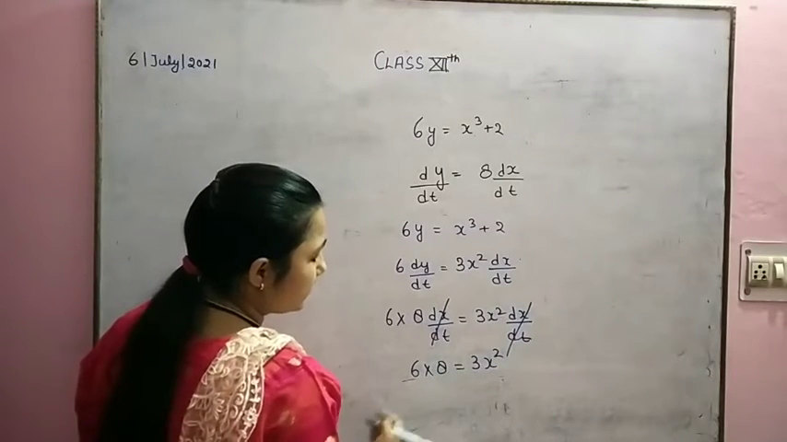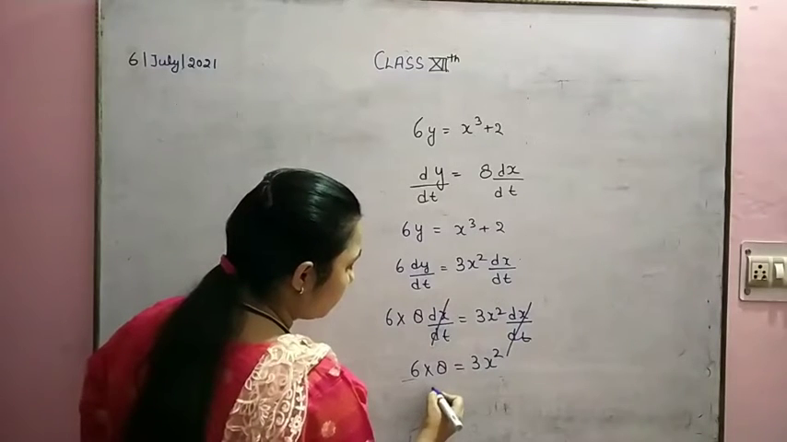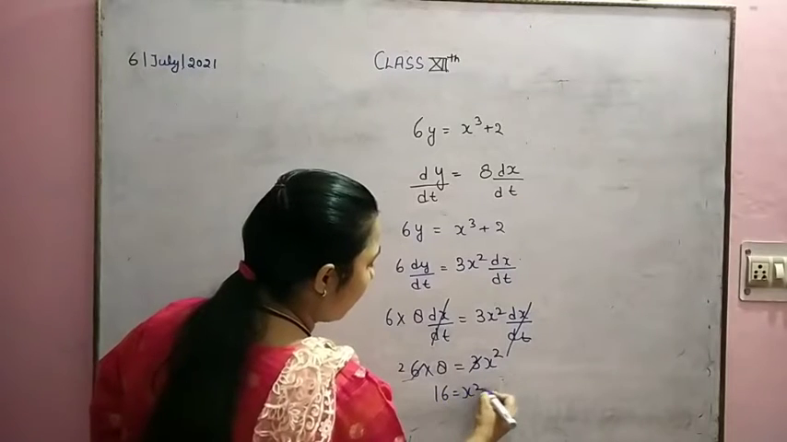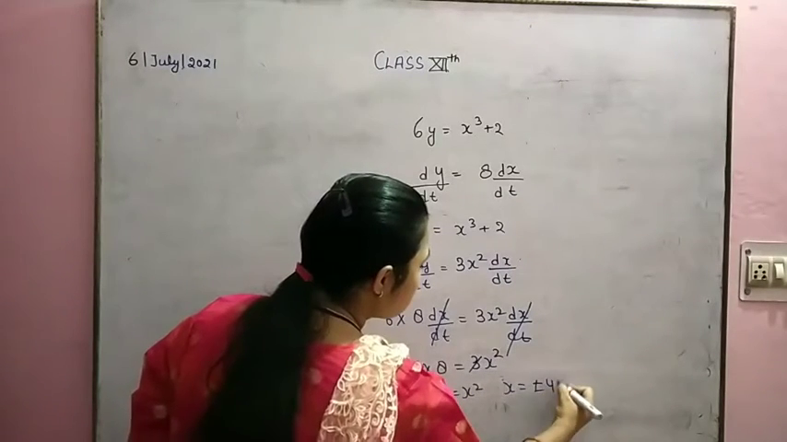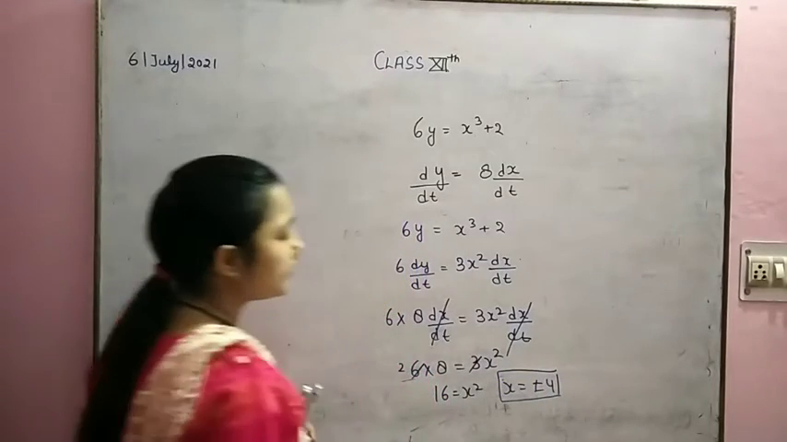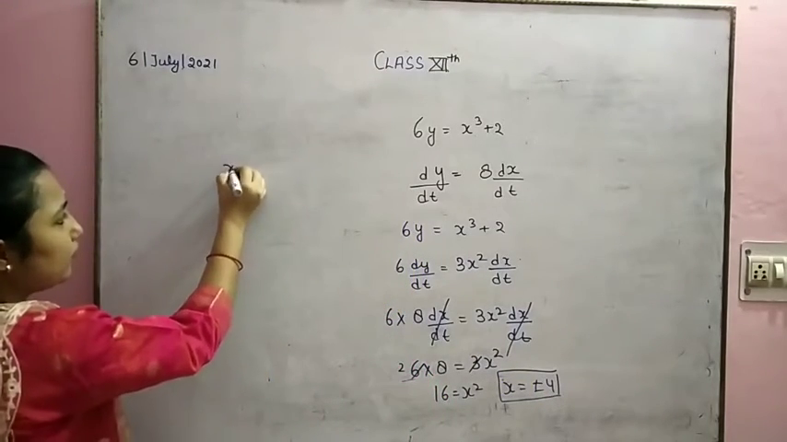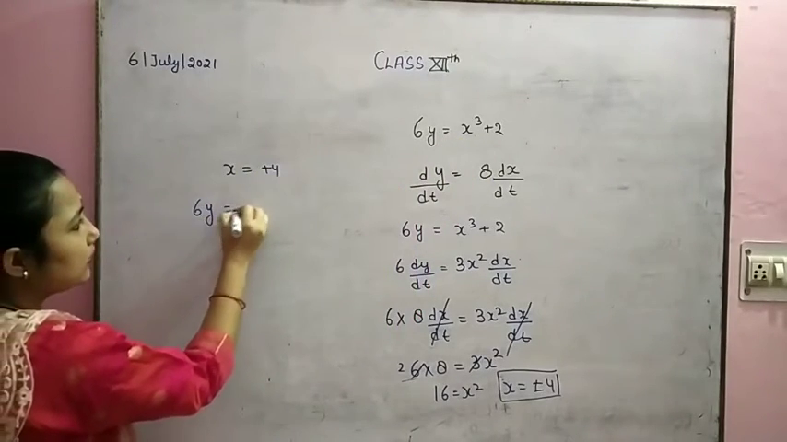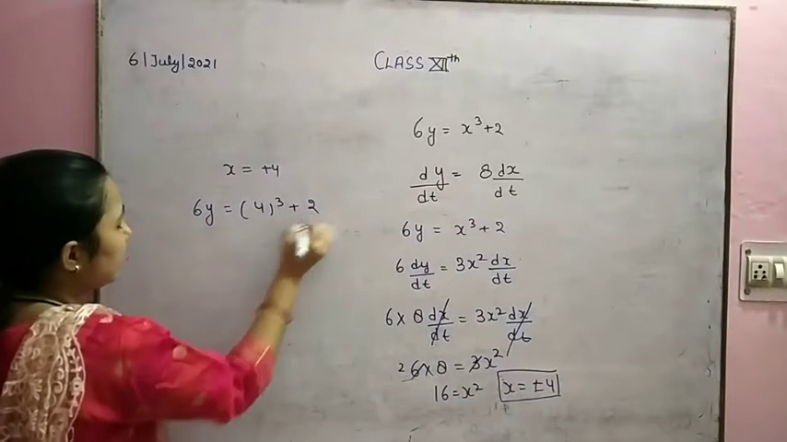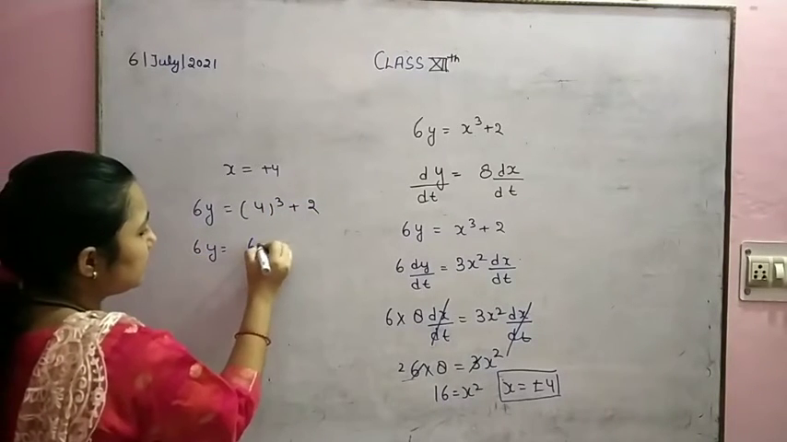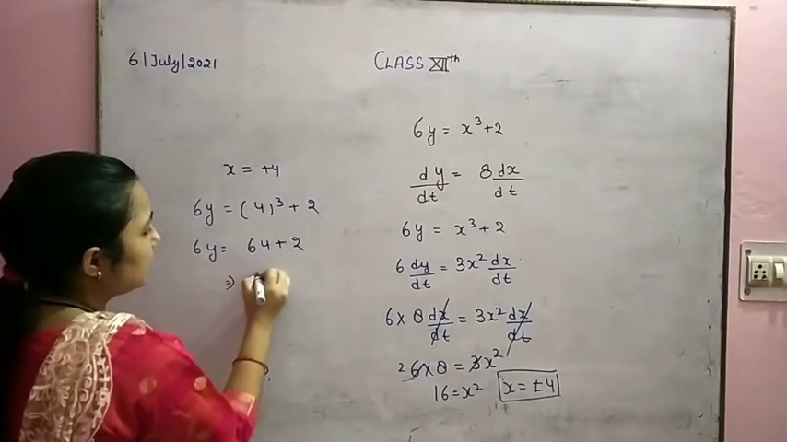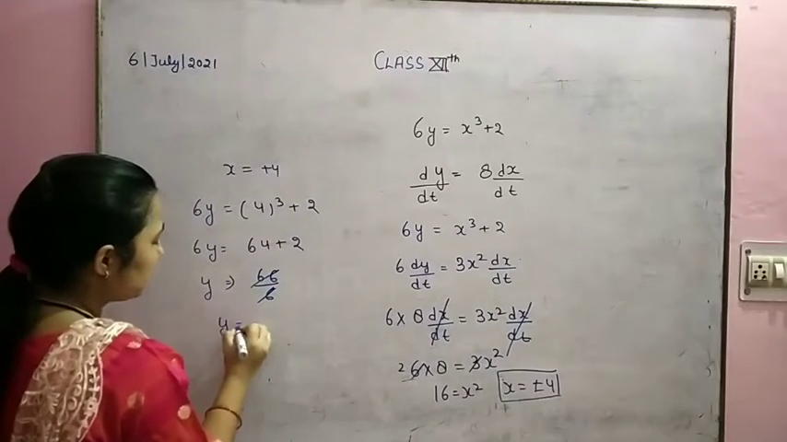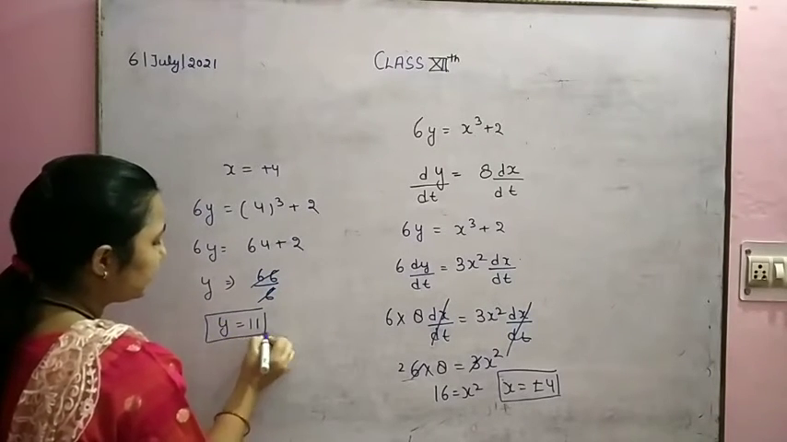Now divide by 3 on the left hand side, we get 8 into 2, 16, equals x square. That means the value of x is plus minus 4. Correct? If the value of x is positive 4, then put the value of x in the given curve. We get 66 by 6. That means 11. So y equals 11.